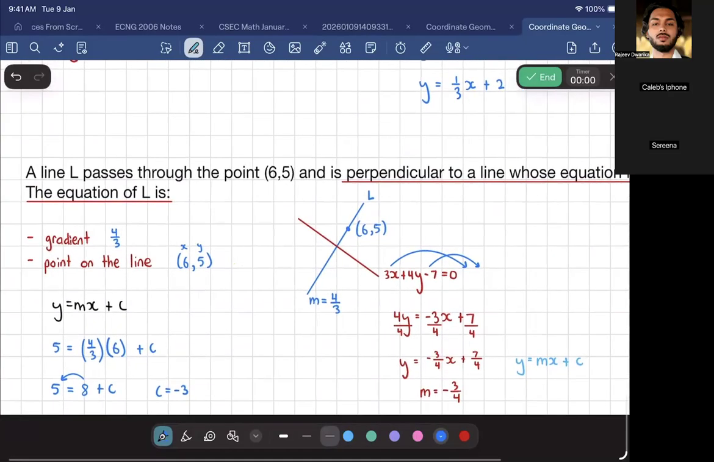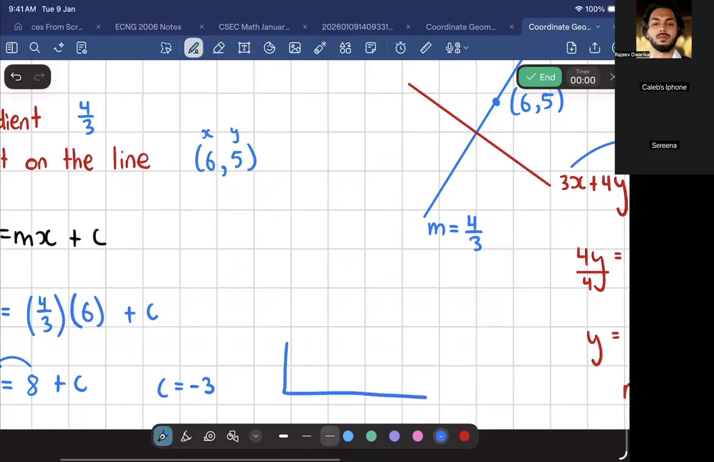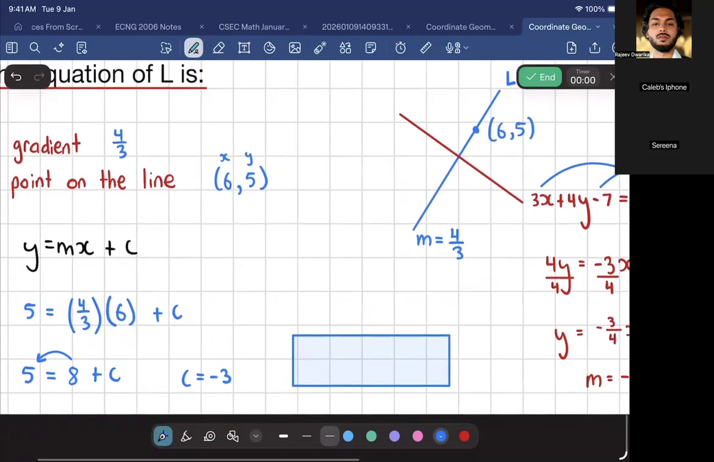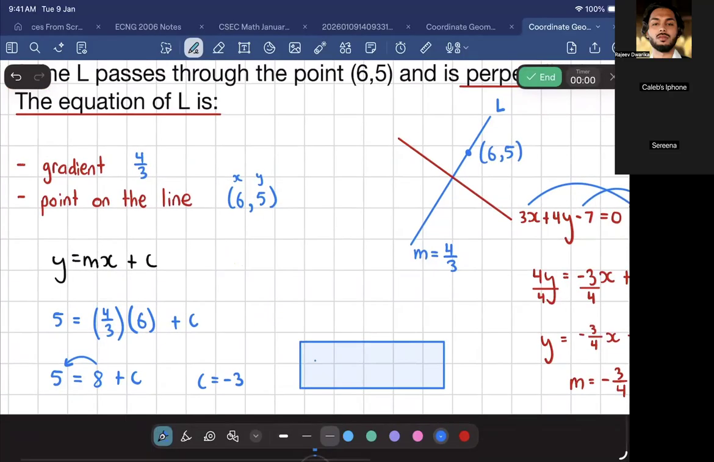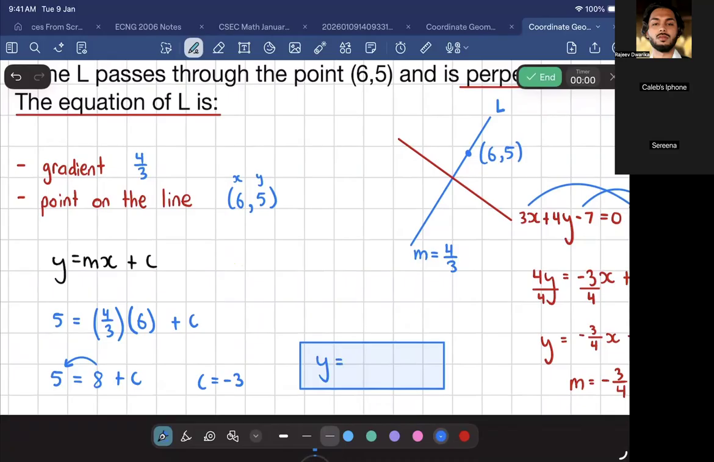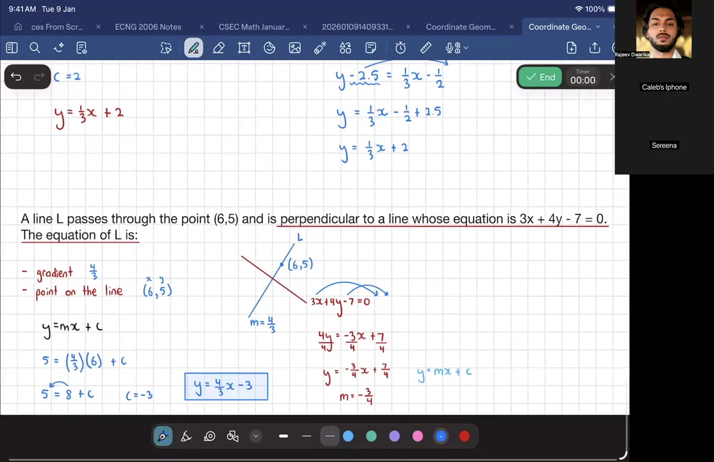So now you can write the final equation. So what's the final equation? y equals 4/3 x plus, well, minus 3. Yep, that's it. Was it that hard?